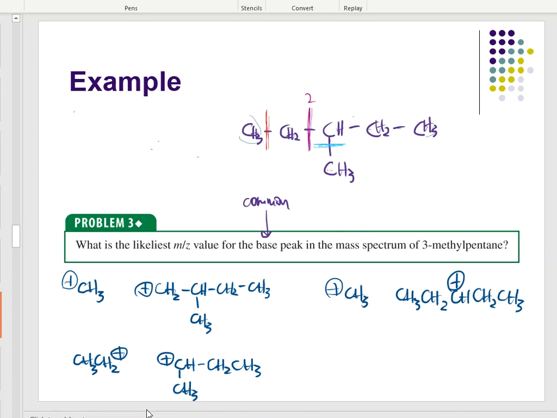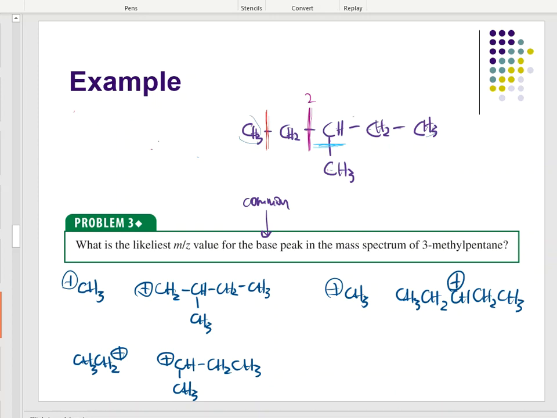So the question now is, which one of these will be the base peak? You start to see the problems with these questions now, right? Now, I know it's going to take a little bit of effort, but I always encourage you to write down the possibilities. Just write them down all on a sheet of paper and then begin to compare them. Which one of these is going to be the most common?